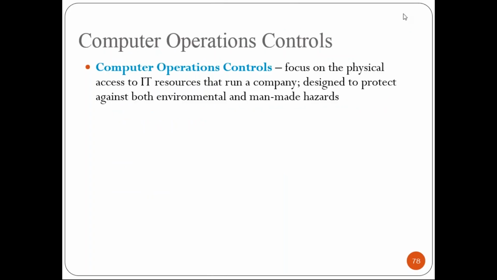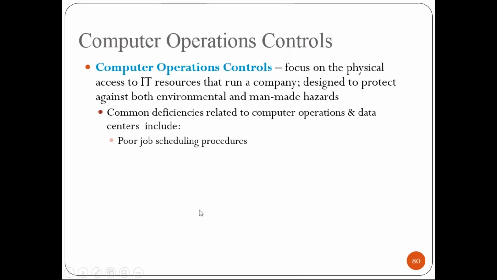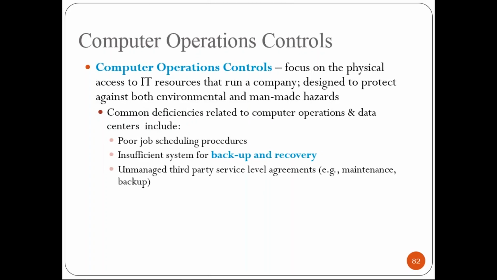Let's talk about computer operations. Computer operations basically are exactly what you would think, things that safeguard and protect against environmental and man-made hazards. Deficiencies a lot of times come with poor job scheduling. It's not unusual for an operations center to have bad job scheduling procedures. Obviously you don't want to schedule things at the busiest time of the day and slow down the network. Insufficient backup and recovery. A really big one that has been growing over time is unmanaged third-party service level agreements.